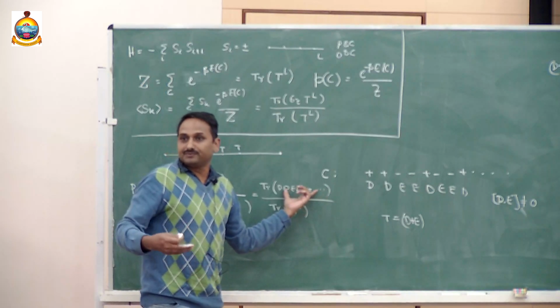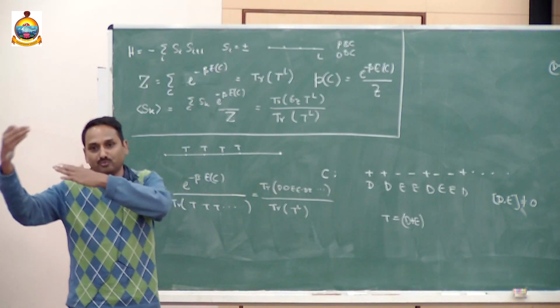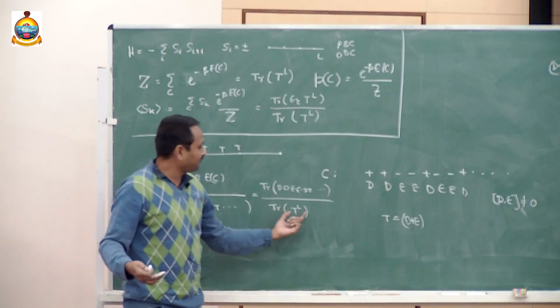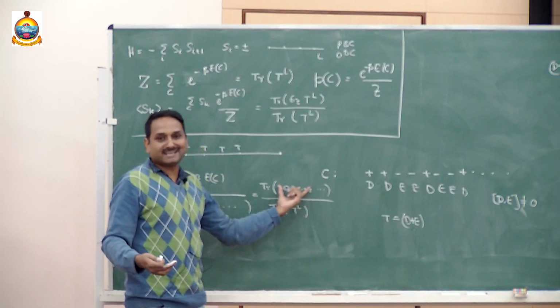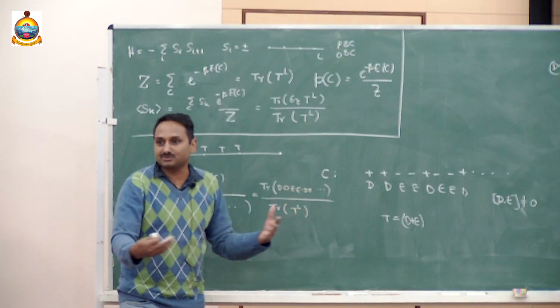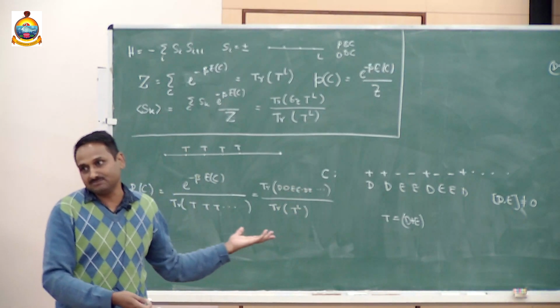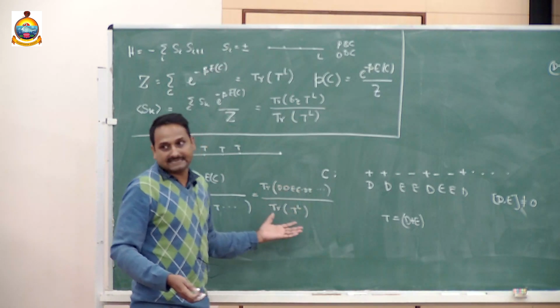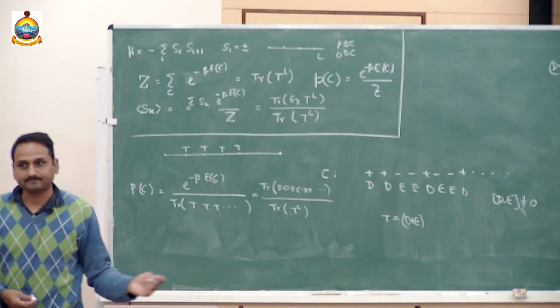Each term corresponds to the weight of one configuration. So this is the sum of the weights of all configurations, and this is the weight of a particular configuration. That's the way we define probability, and it is the same thing. So basically, can you now identify D and E? Let us do this.